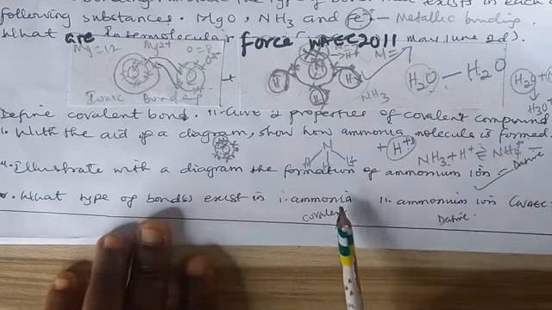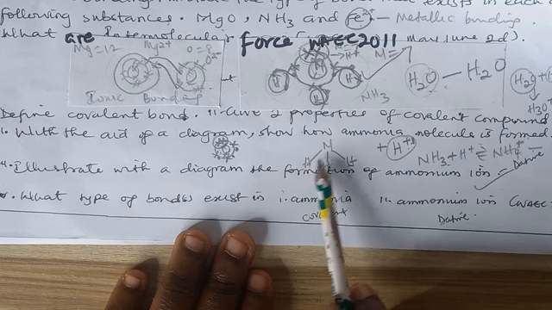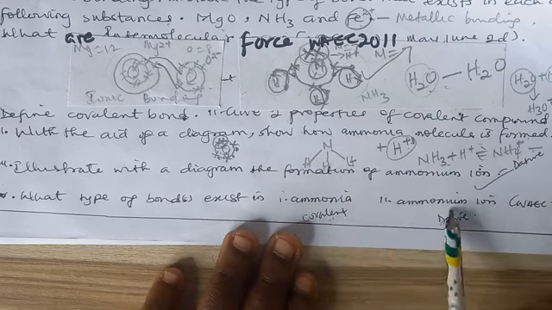What type of bond exists in ammonia? That is sharing of electrons, that is covalent. What of ammonium ion? Dative or coordinate covalent bonding.